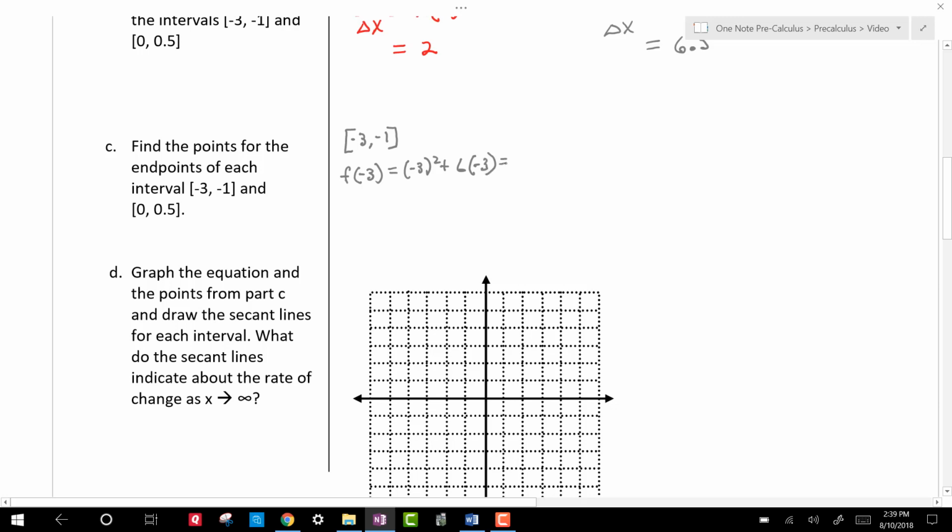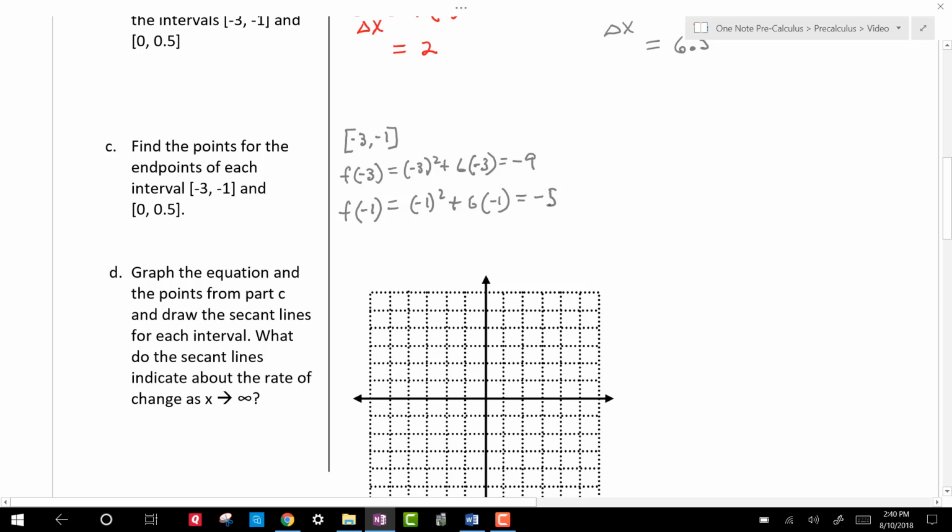So that's going to equal 9 minus 18. That's going to be -9 right there. So I have the point -3, -9. And then I also have the point f of -1. That's going to be -1 squared plus 6 times -1. And that's going to equal 1 minus 6, which is -5.